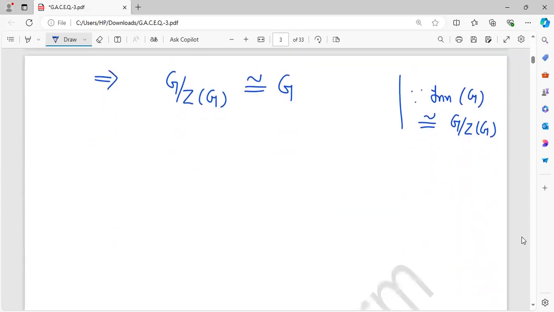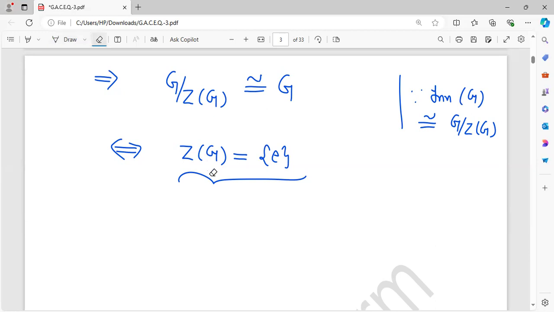When is it possible? If and only if Z(G) is equal to the identity, that is, it contains only the identity element. So we have to find an example of a group in which the center of the group G contains only the identity. So what is the example?